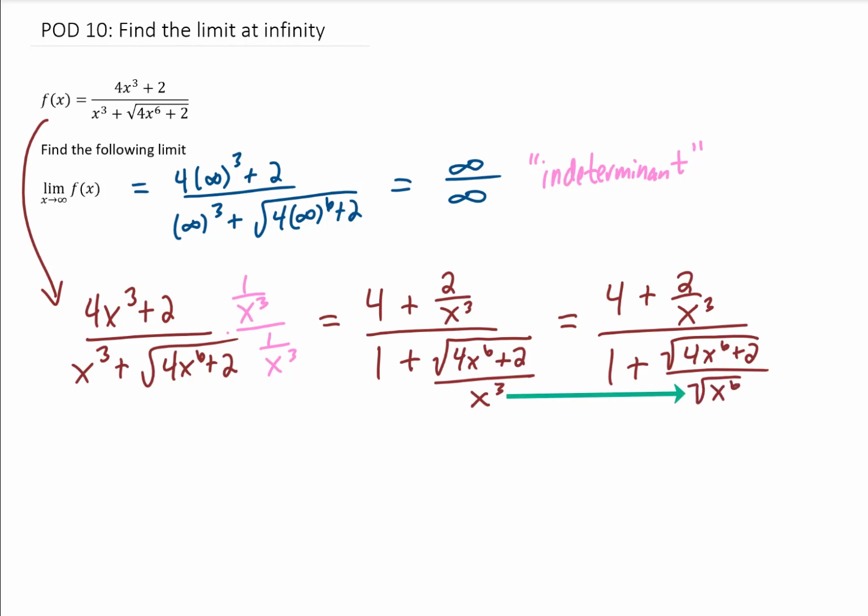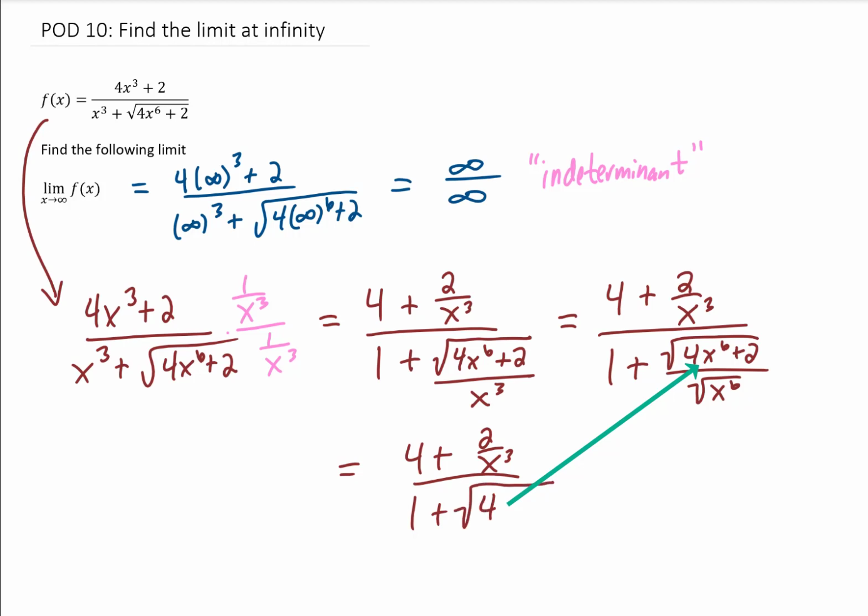Now, as a side note, there is a little technicality here. X cubed and the square root of x to the 6th are only the same thing when x is positive. However, we know that x is positive because x is going to infinity in this problem. Okay, so let's continue to simplify. Now that both of these terms here are under a radical, we can divide them. 4x to the 6th divided by x to the 6th just leaves us with a 4, and 2 divided by x to the 6th just leaves us with 2 divided by x to the 6th.